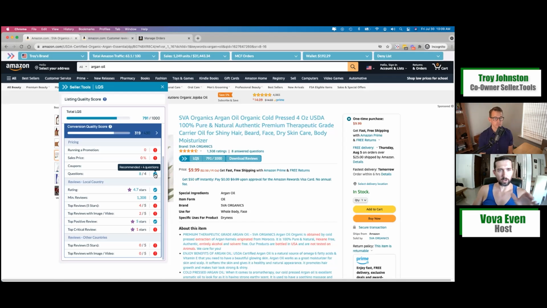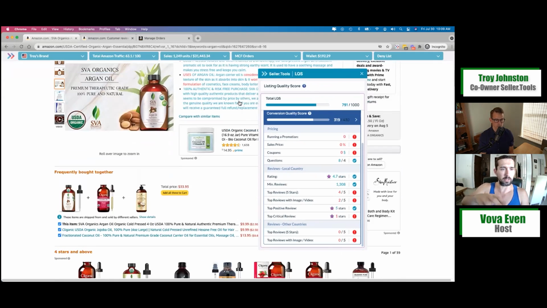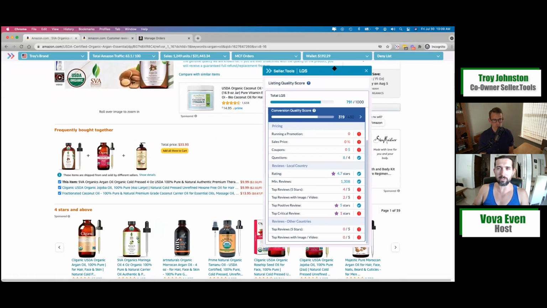I'll interrupt you before that, because what's the difference between running a promotion and coupons? Because coupons is the clip coupon, right? That we usually see, either green or orange. But running a promotion, you mean like buy 2, get 10% off, these kinds of promotions that you usually see under frequently bought together, I believe.